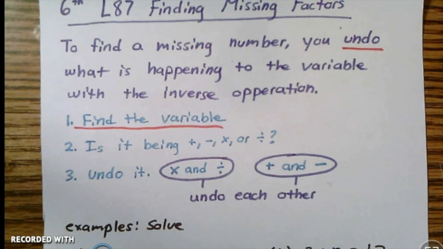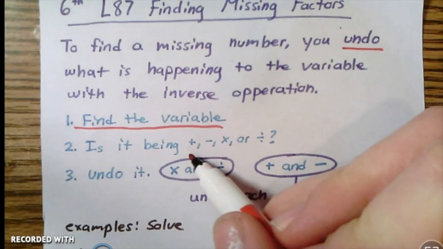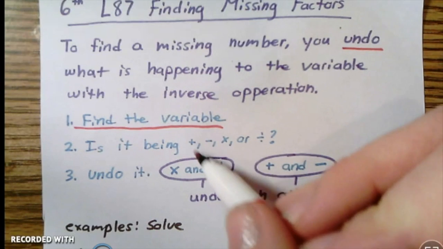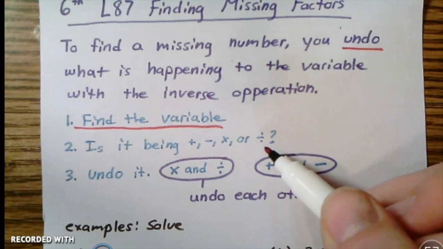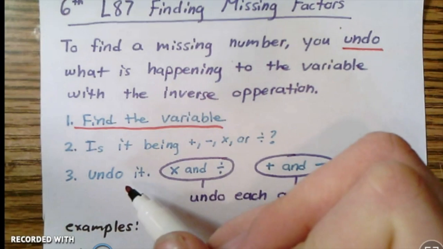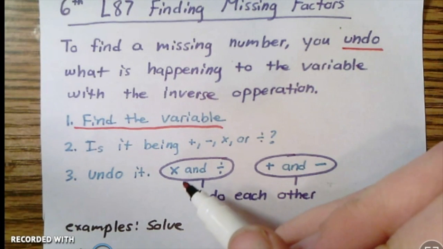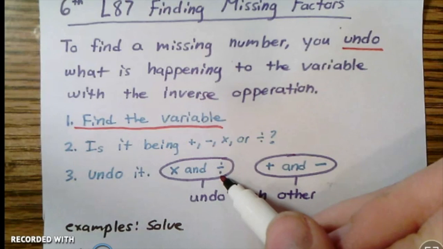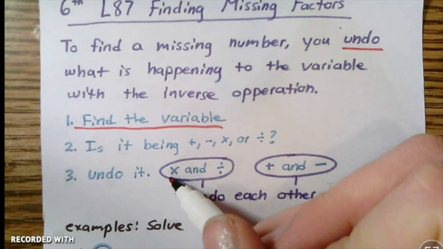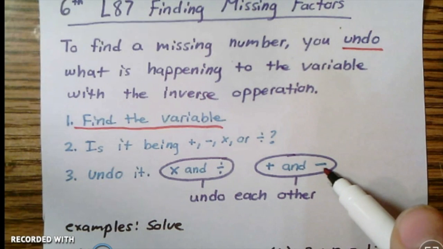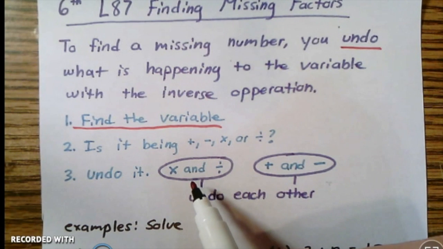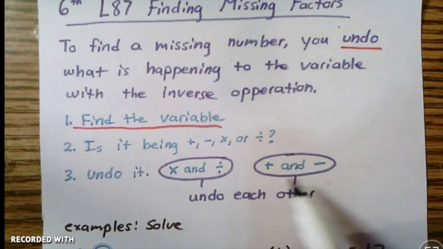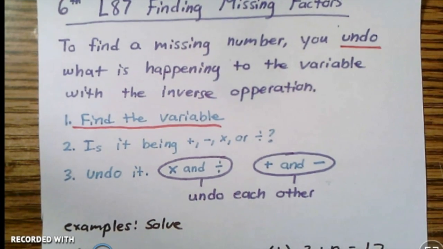The next step is to ask yourself, is your variable being added to, subtracted from, multiplied, or divided? And then after you know what's happening to it, we want to undo it. So if it's being multiplied, we'll undo it with division. If it's being divided, we'll undo it with multiplication. If it's being added, we'll undo it with subtraction. And if it's being subtracted, we will undo it with addition. Because multiplication and division are inverse operations, and addition and subtraction are inverse operations.